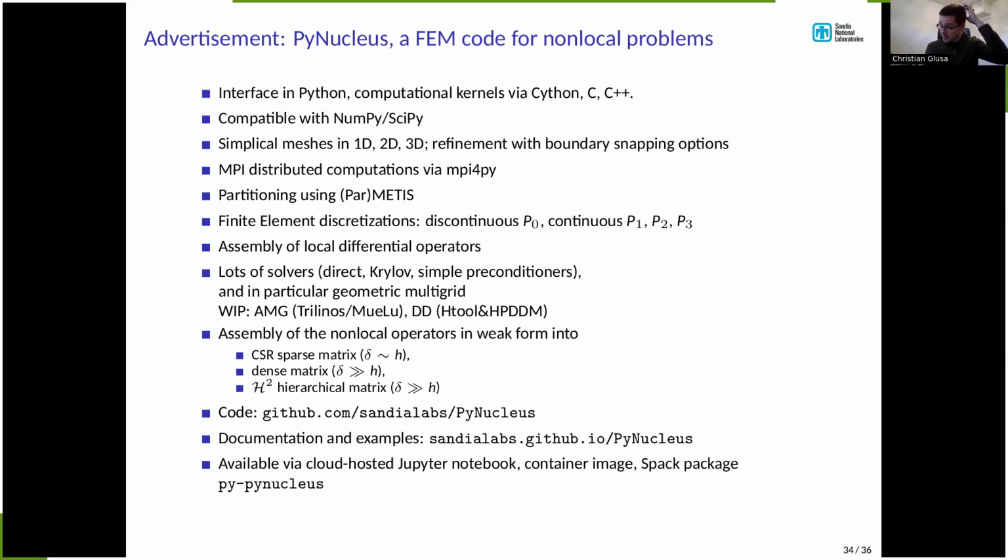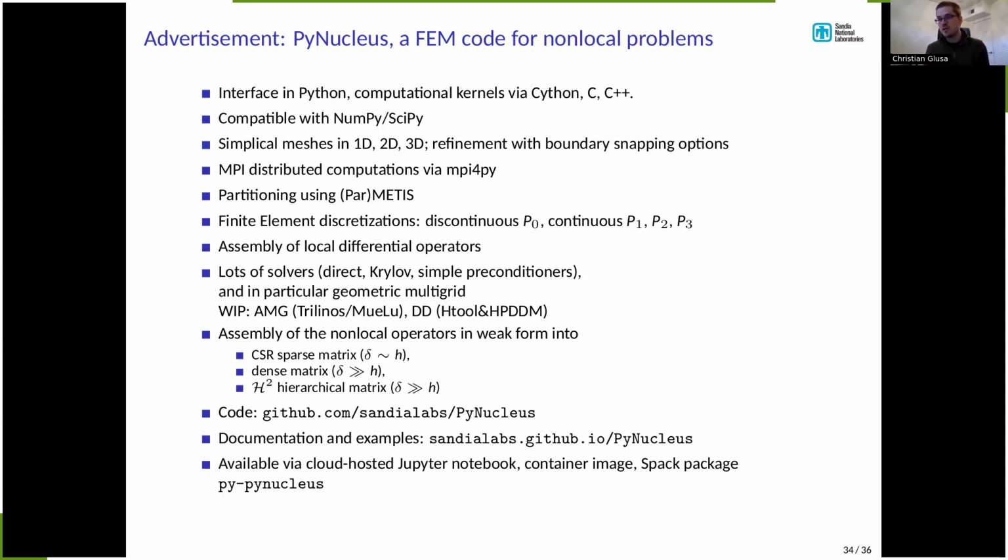All right. I'm running out of time, but I do want to get in my advertisement slide. So this is the slide for PyNucleus. This is a Python code, but all the computational kernels are written in Python, which compiles down to C or C++. It's compatible with NumPy and SciPy. It can solve problems in 1D, 2D, 3D. It's MPI distributed, and it has a lot of different finite element spaces implemented in it. It also has the assembly of not only non-local operators, but also local operators, because chances are you don't only want to solve non-local Laplacians, but maybe some sort of advection diffusion problem.